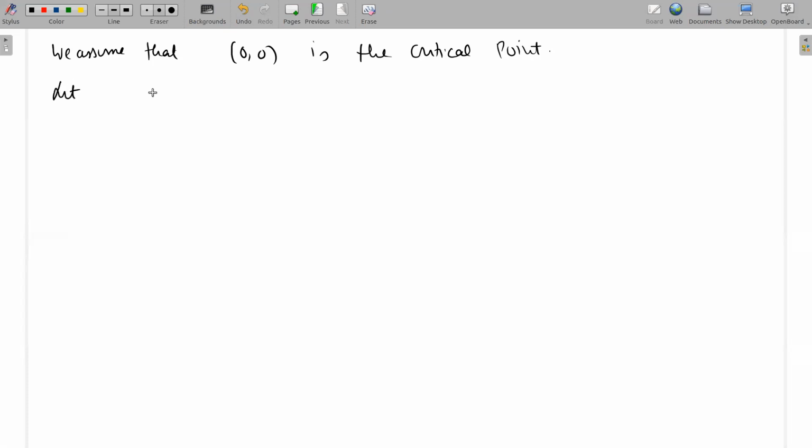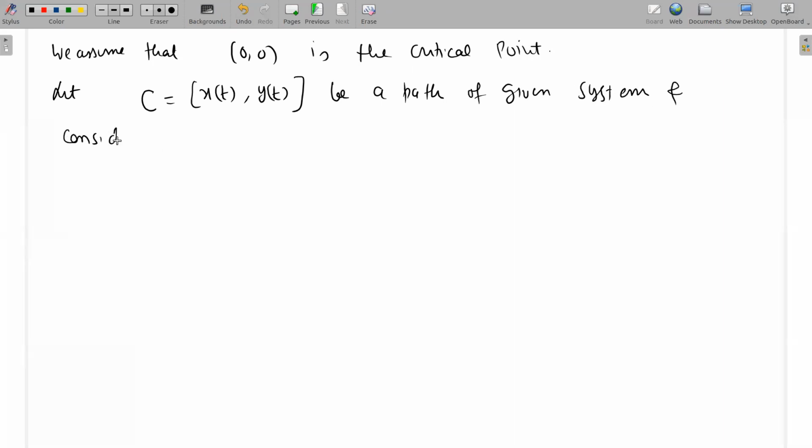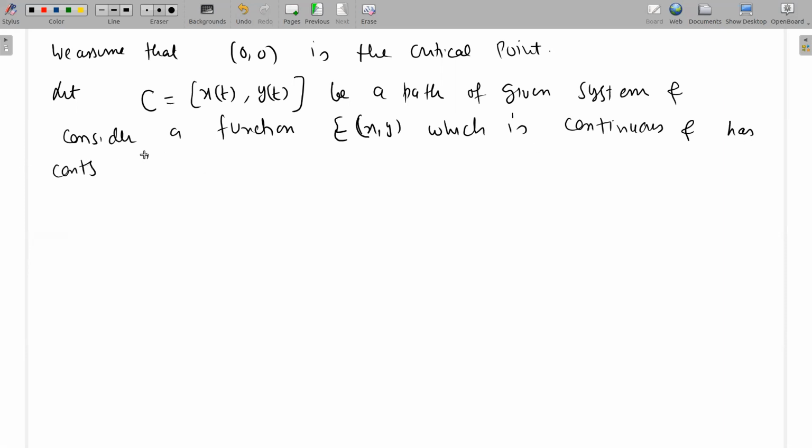Let C, पैरामीट्रिक फॉर्म लिखा है x और y की फॉर्म में. मान लो कि सिस्टम आपका 2x2 है, so you have variables x and y. Okay, so let C be a path of given system and consider a function E(x,y), which is continuous and has continuous first order partial derivatives.